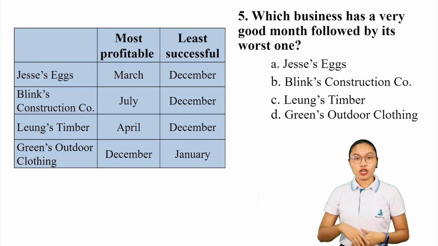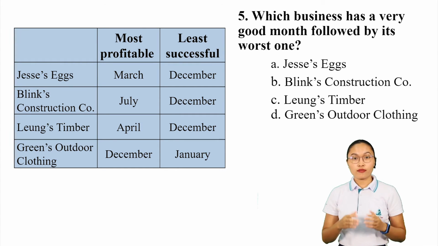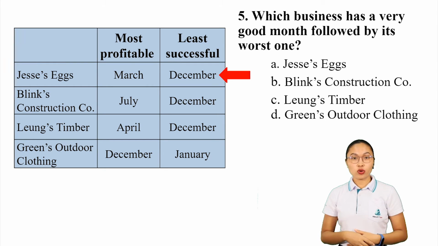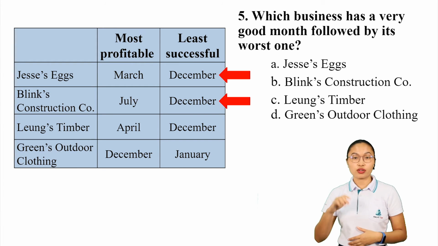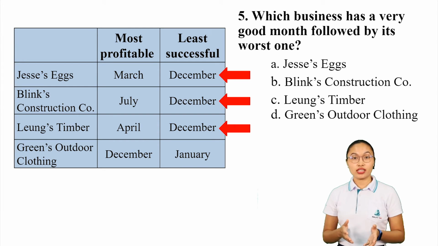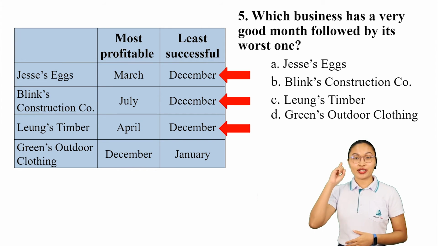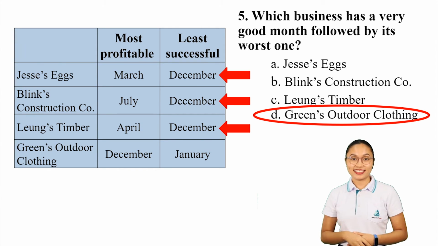Question number 5. Which business has a very good month followed by its worst one? The first store did not have their consecutive months as good and worst since March is 8 months far from December. Blink's Construction Co., in the same manner, is 4 months far from December. Lastly, Lynx Timber had their good month 7 months before their worst month. The end of the year is December and is followed by the first month of the next year, which is January. So the answer is letter D, Green's Outdoor Clothing.